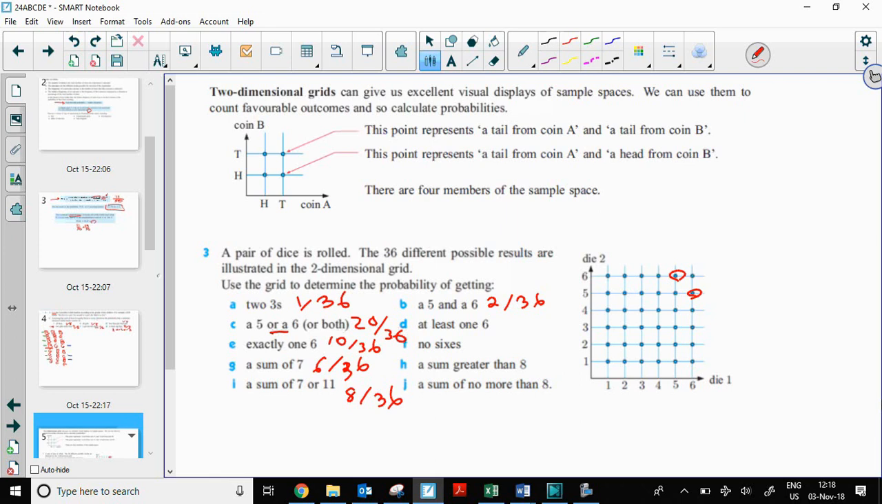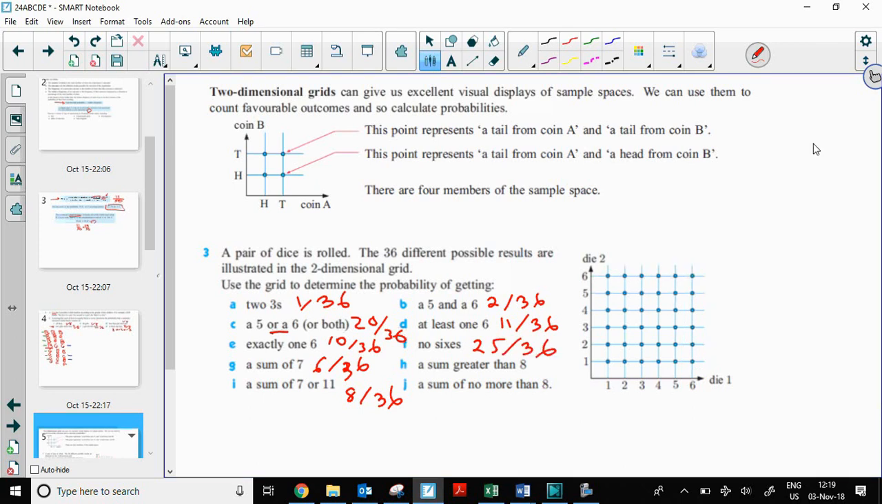At least 1 6. That's going to be all of those. We need to be careful not to double count again. So that'll be only 11 out of 36. No 6s. By the way, no 6s is going to be the complement of what we just circled. So subtracting 11 from 36, that'll give me 25 out of 36.